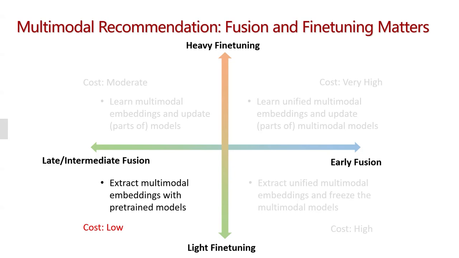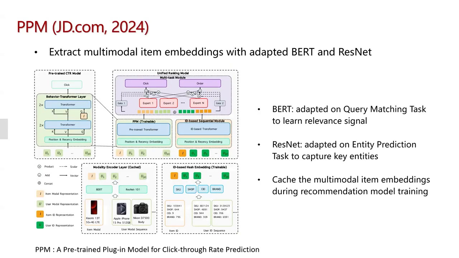If we use our system in this manner, the cost is relatively low. In industry, these methods are not too popular because we have many machines to deploy our systems, so we can do more fine-tuning. And I noticed that Jingdong.com, in a work from this year, used this method.